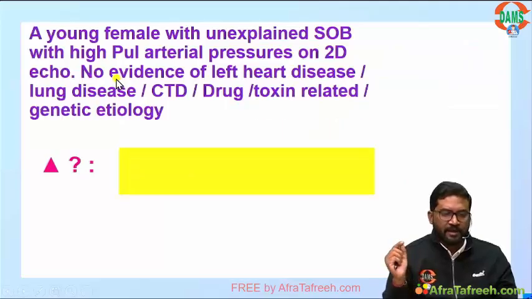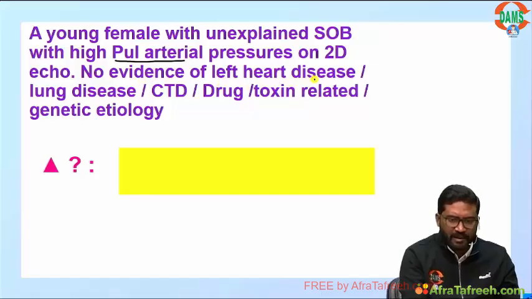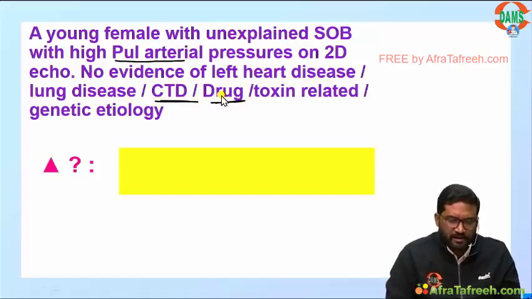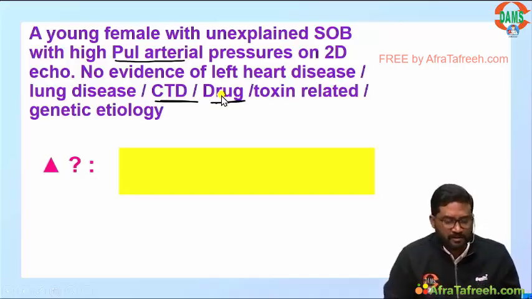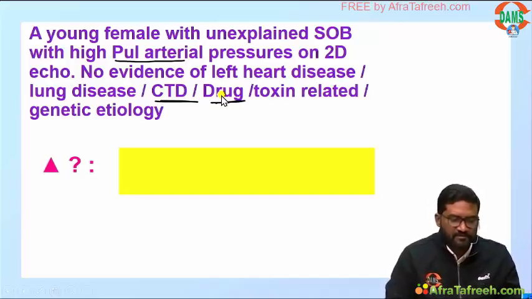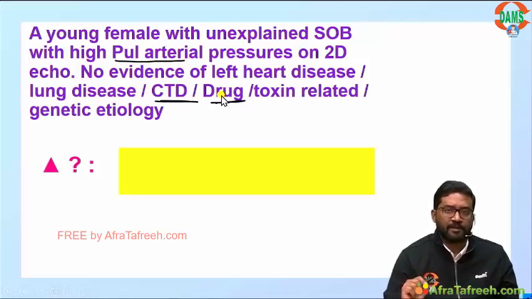Then a young female with unexplained shortness of breath, and there is high pulmonary artery pressure on 2D echo. No evidence of left heart disease or lung disease or connective tissue disorder, and there is also no drug, toxin related or genetic etiology. See, initially we give anticoagulation, we can start low molecular weight heparin. So when there is high pulmonary artery pressure and you don't know the cause, it is called idiopathic pulmonary hypertension.